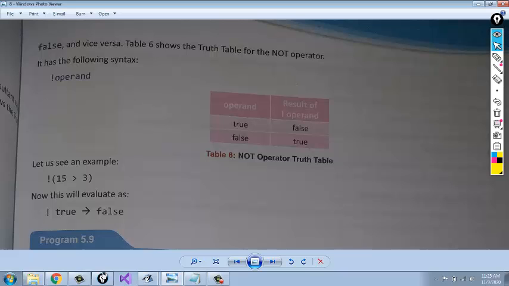And it will negate the result. If the result of this expression is true, then the result of the logical NOT operator will be false. If it is false, the result will be true. As here, see, actually 15 greater than 3, that is actually true, isn't it? But the result of the logical NOT operator will be false.